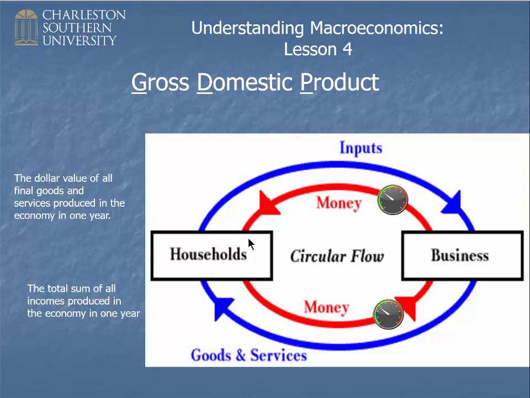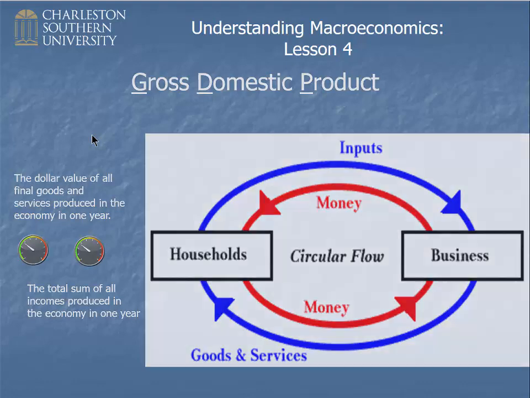It could be interest if it's financial assets. It could be profit. Doesn't matter. But this flow right here represents business payments to households in exchange for the inputs that they need to produce stuff. And so that's this definition right here. So I hope you can see that no matter where you put that gauge, it would measure GDP. Okay, so that's a good way to think about what GDP is.